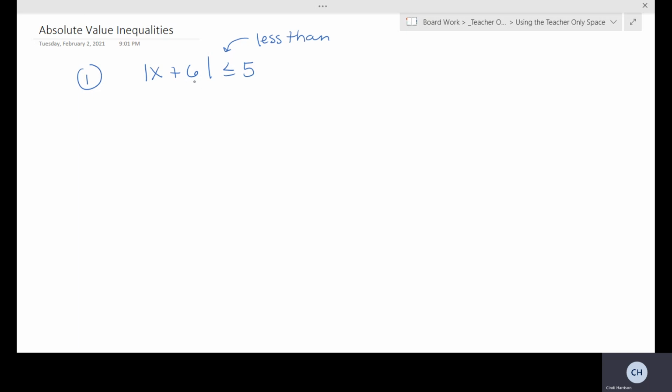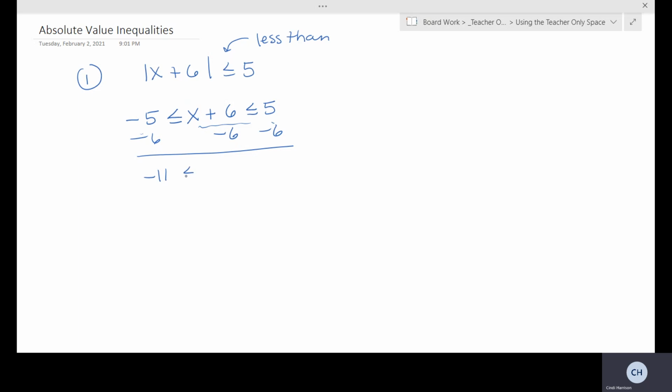If the absolute value of x plus 6 is less than or equal to 5, we're actually going to rewrite that as this. X plus 6 is less than or equal to 5, and x plus 6 is greater than or equal to negative 5. In other words, we're just going to bring down whatever we have inside the absolute value and write it just the way it is, and then also make it greater than or equal to the opposite of that other side. And then we can solve these together like so.